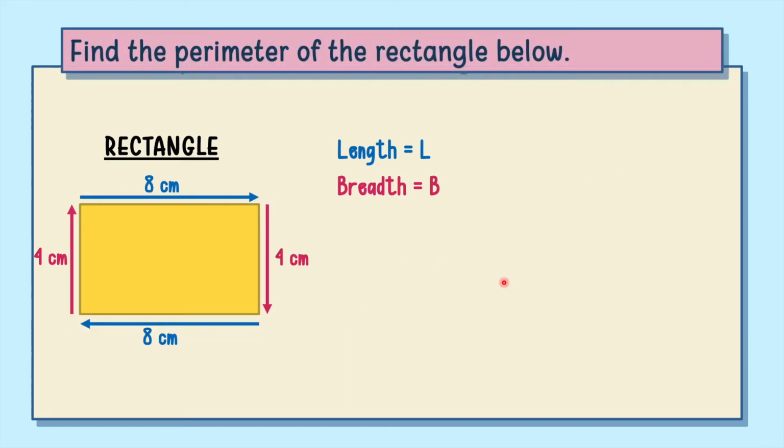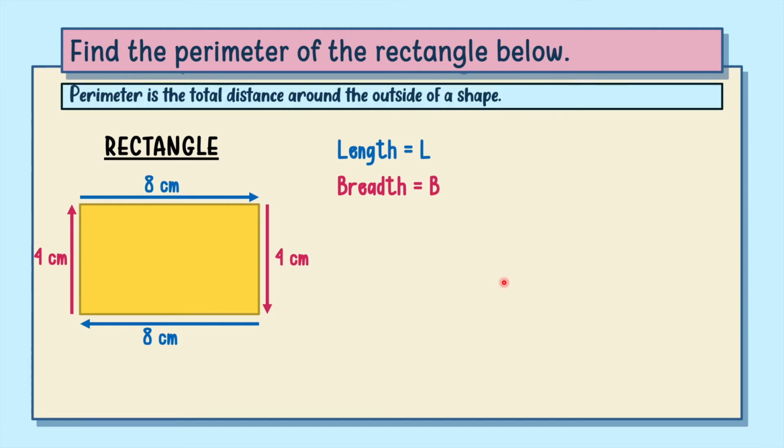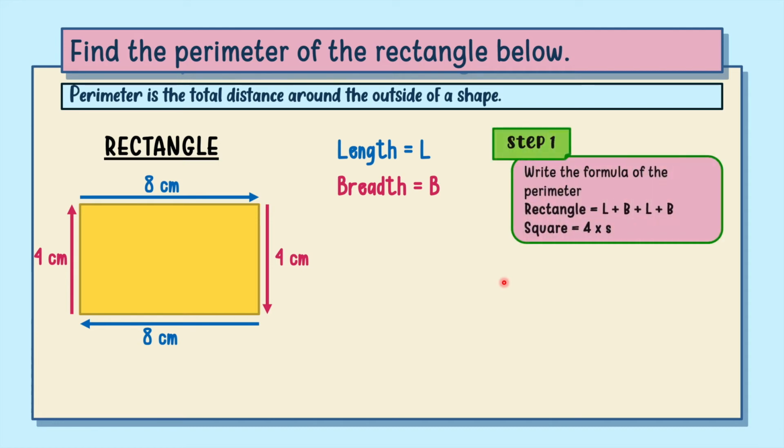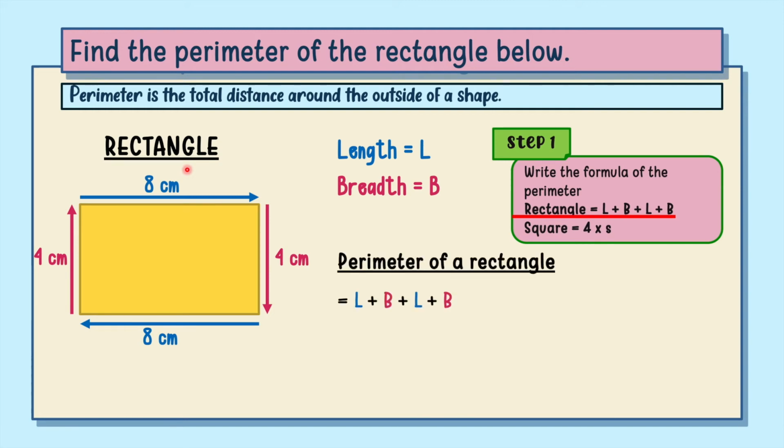Next example. Find the perimeter of the rectangle below. Remember, perimeter is the total distance around the outside of a shape. So step number 1, write the formula of the perimeter. Rectangle is L plus B plus L plus B. Square is 4 times S. Now, this is a rectangle, so we're only focusing on the formula for rectangle, which is L plus B plus L plus B. Perimeter of a rectangle, okay, I mentioned it earlier. So what is the length?